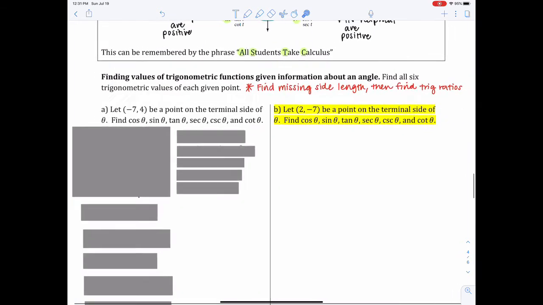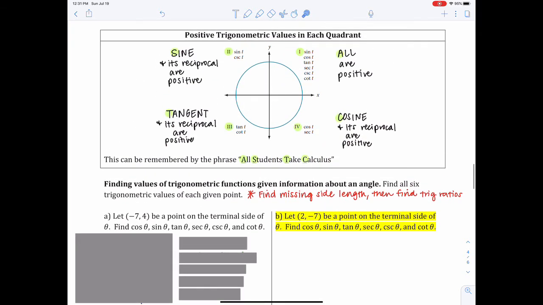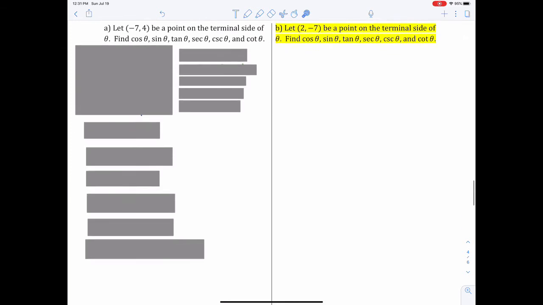So we are going to find values of trigonometric functions given information about any angle. What we're going to do first is find the missing side length that's given to us, then find the trig ratios. So we have to find the missing side length first and then go through this whole process and find the missing ratios. Let's get into example A.